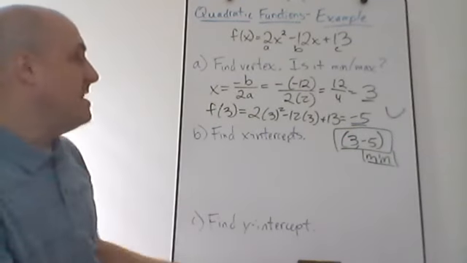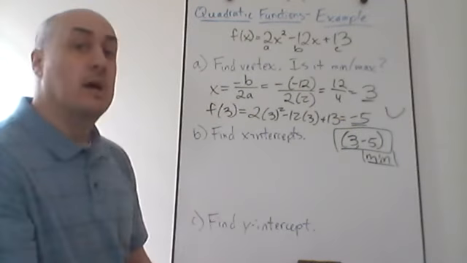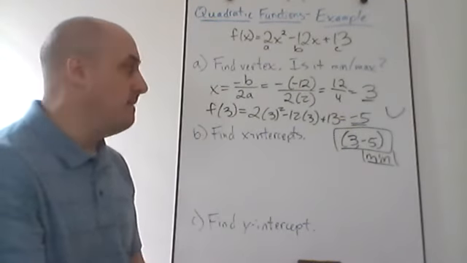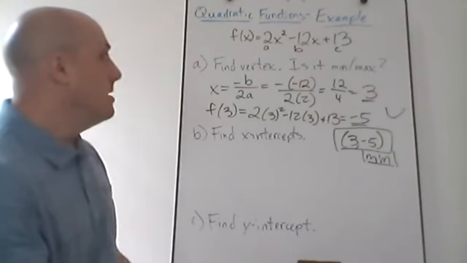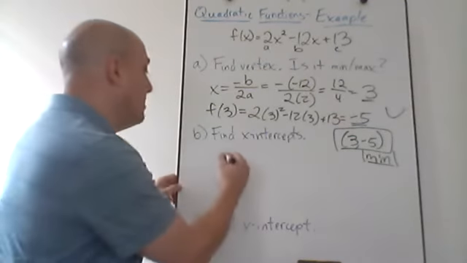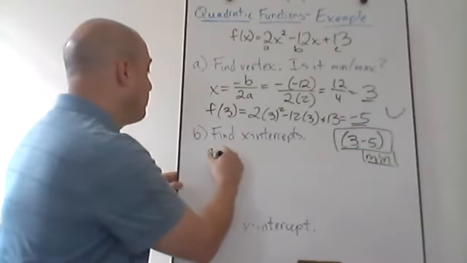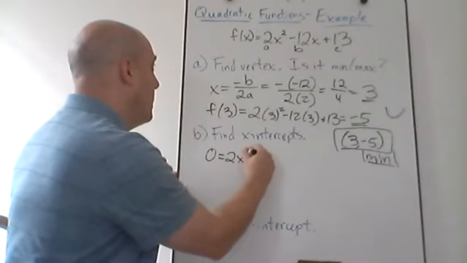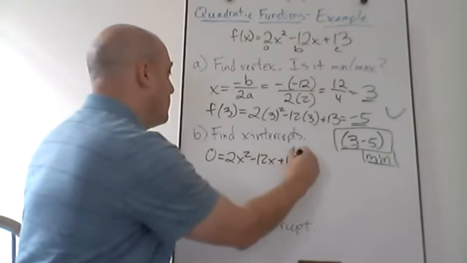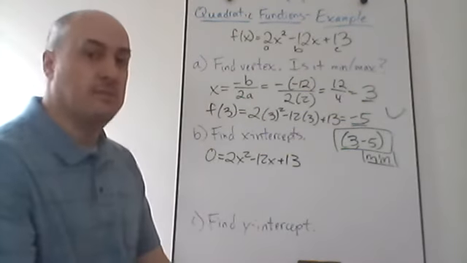All right, part B, find the x-intercepts of the graph. All right, so to find x-intercepts of the graph of any type of function, what we do is we set the entire function equal to 0, or we set y equal to 0. All right, so it's 0 equals 2x squared minus 12x plus 13, and then we solve that equation for x.